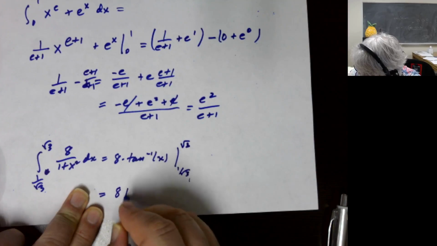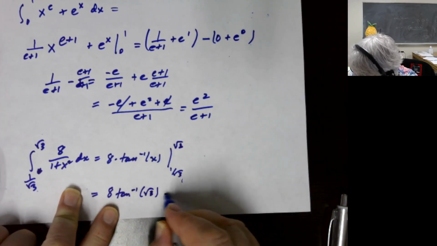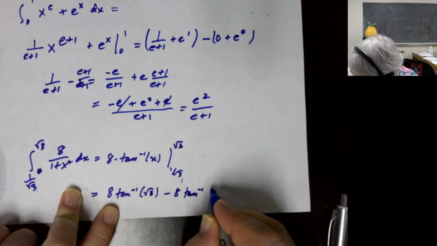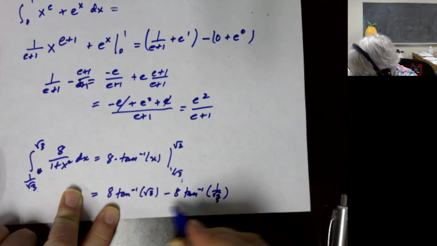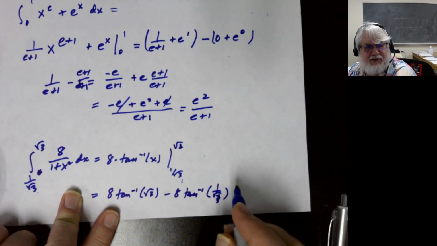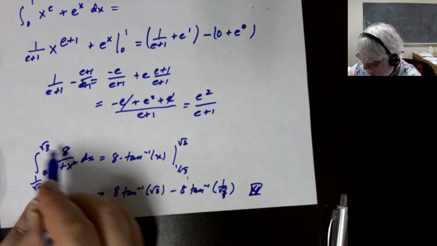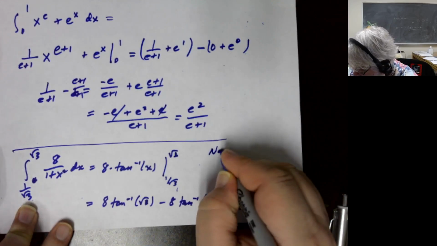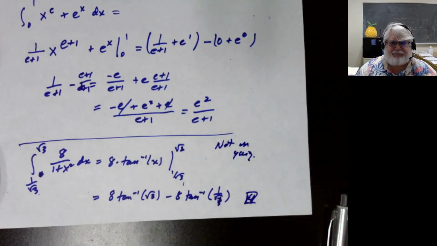So that's 8 times the inverse tangent of the square root of 3 minus 8 times the inverse tangent of 1 over the square root of 3. And we could evaluate these, but I think for the quiz tomorrow we're not going to need to do that. So we'll stop right there. This one will not be on the quiz. Okay, those are the solutions to 4.4.